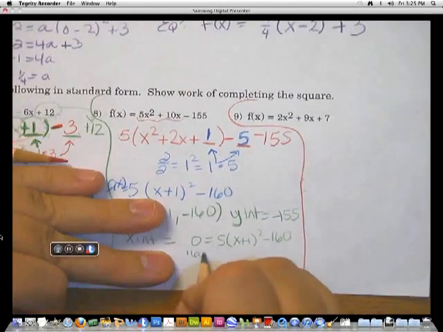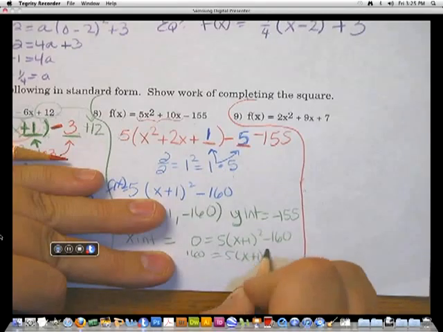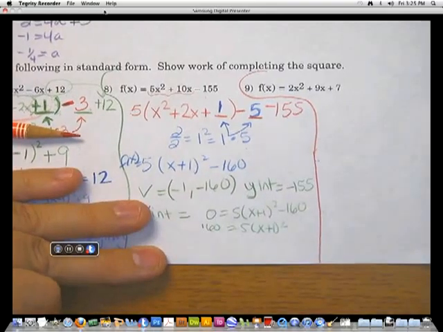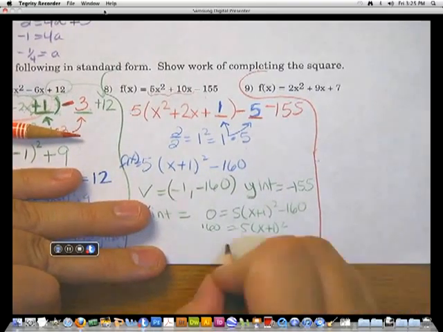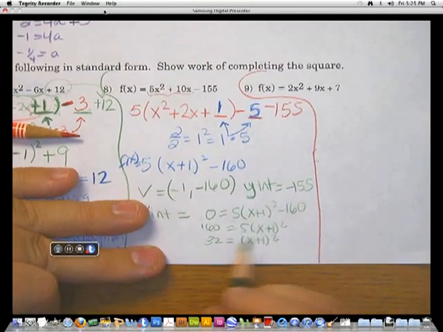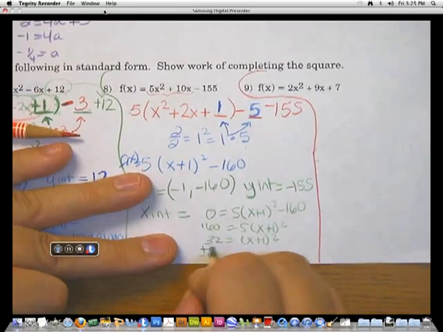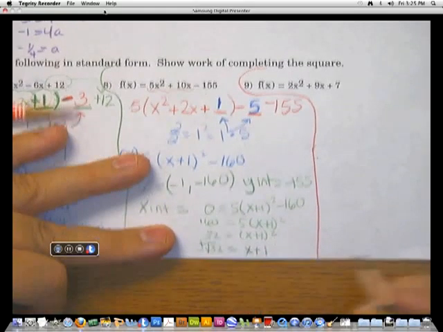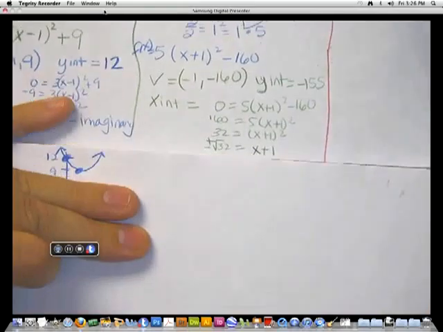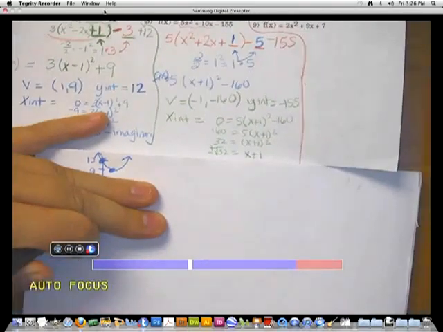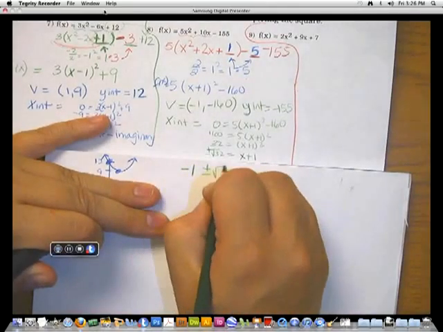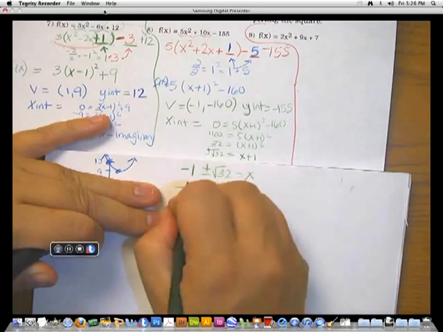So I'm going to move over the 160. Then I'm going to divide by the 5 so that I get 32. Square root both sides means I get two answers. Plus or minus the square root of 32 is x plus 1. So when I subtract the 1 over, I get minus 1 plus or minus the square root of 32 is x.